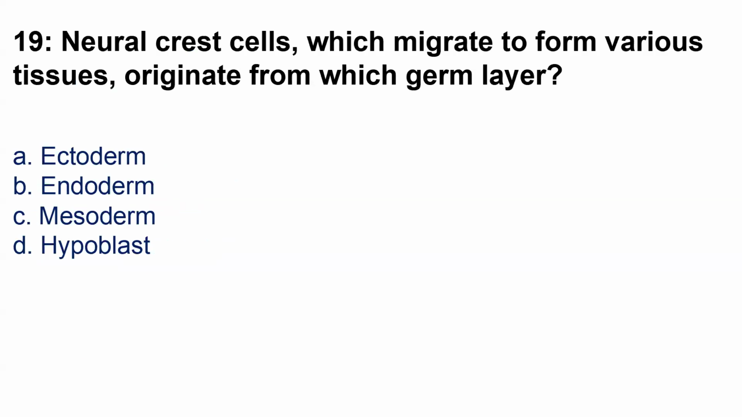Question 19. Neural crest cells, which migrate to form various tissues, originate from which germ layer? A. Ectoderm, B. Endoderm, C. Mesoderm, D. Hypoblast. The answer is A. Ectoderm.